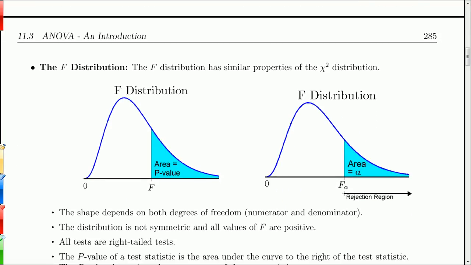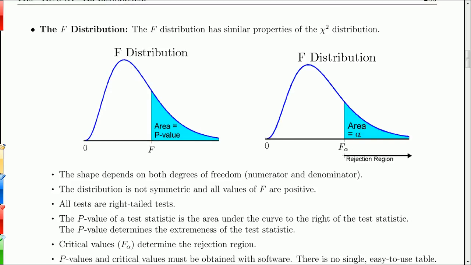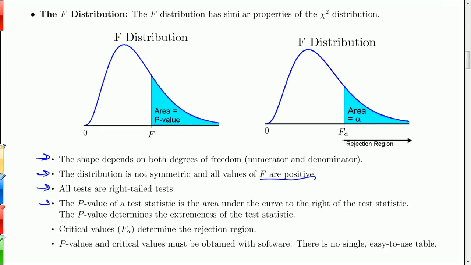It has a shape similar to the chi-square distribution in the sense that all of the F values are positive, and the shape actually depends on both degrees of freedom, the degrees of freedom for the numerator, the degrees of freedom for the denominator. So there's a lot of variations on this F distribution. It is not symmetric, it's skewed, and all the values are positive. All tests are right-tailed tests, and the p-value is the area under the curve to the right of your test statistic. That's the p-value of the test statistic.